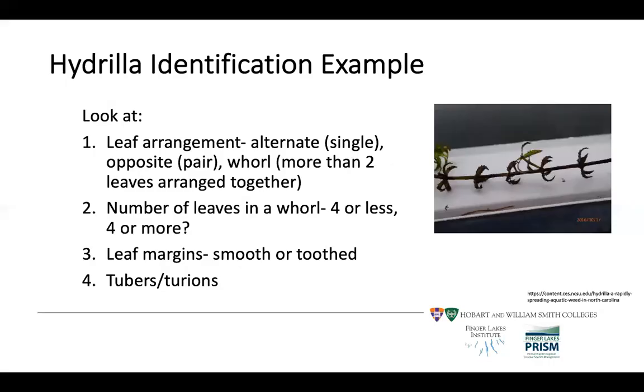I do want to talk through hydrilla just as an example. If you pulled up this plant, you would look at leaf arrangement, the number of leaves in a whorl, and then the leaf margins, what the edges look like. And then if you have the root, you might look if it has tubers or turions on it. So for this example, we would identify that the leaf arrangement is whorl. Then we would say, okay, how many are in the whorl? It's 5. Leaf margins, toothed. Yes, we see tubers. Okay, check, that's hydrilla.